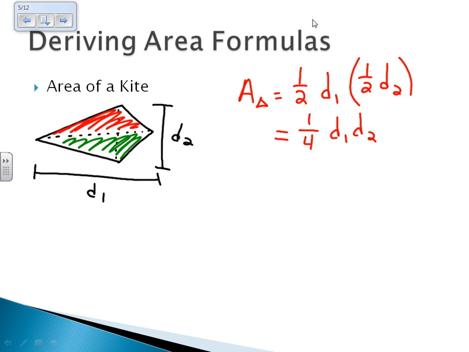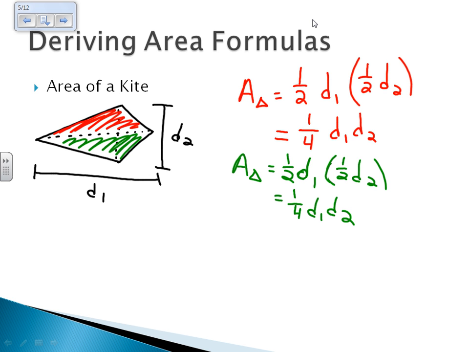The area of the green triangle is 1/2. The base, what's the base for my green one? D1. D1 times my height. Well, what's my height? Half of D2 again. Half D1 times half of D2. Simplify that a bit. Half times half. So I get 1/4 D1, D2.